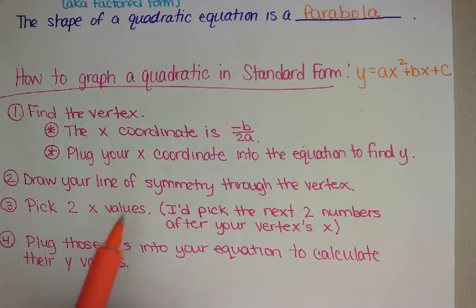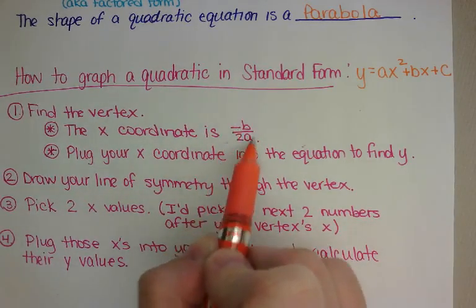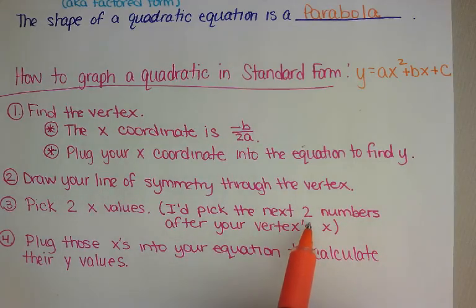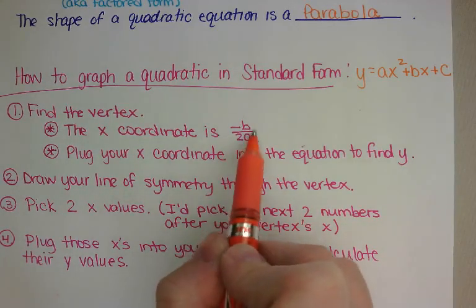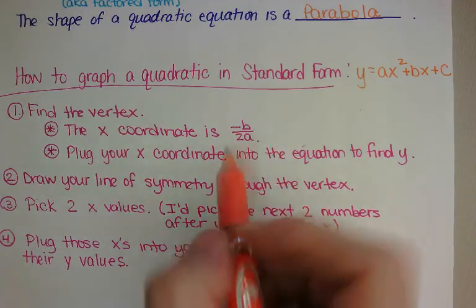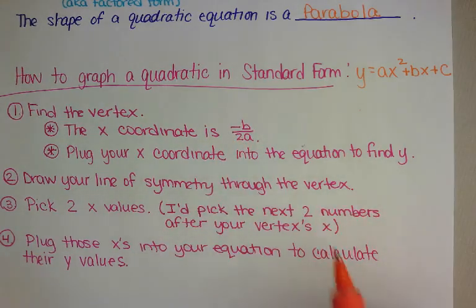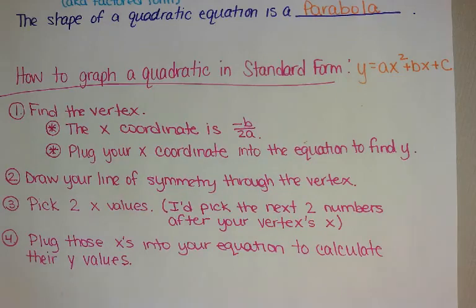Then you're going to need to pick some more points. So I'm going to say pick 2 more x values. I would pick the next 2 numbers after your vertex's x. So if this number calculates to be a 4, then I'm going to pick 5 and 6 to plug in. If this number calculates to be a 0, then I'm going to pick the next 2 numbers, which would be 1 and 2. If this calculates to be negative 4, I'm going to pick negative 3 and negative 2. Then I'll plug those values into the equation so I can figure out their y values and graph.